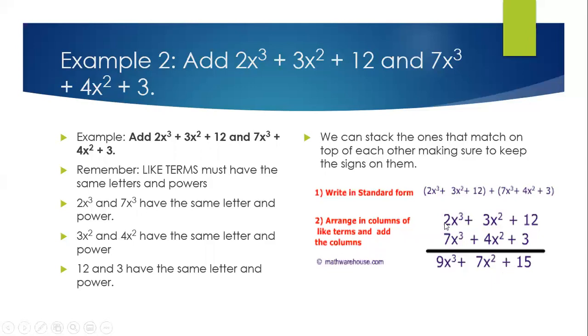That gives me 2 plus 7 is 9. 9 what? X cubed. 9x to the 3. All right, I have 3 plus 4 is 7. X to the 2. And I have 12 plus 3 is 15, by itself. All right, so that's called the stacking method, essentially. What we do, we stack them on top of each other and we match them up. That is the easiest way to add together polynomials.